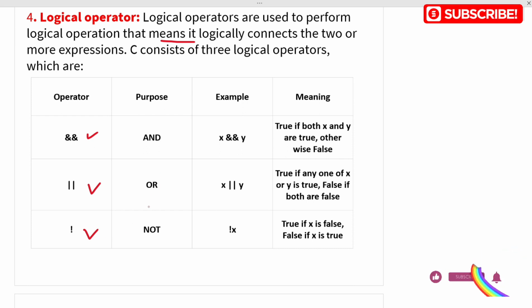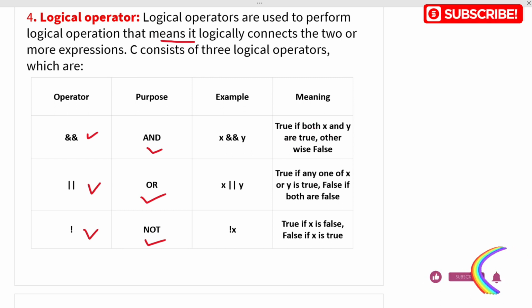Okay, the purpose of this one is to perform the logical AND operation, this one is used to perform the logical OR operation, and this is used to perform the logical NOT operation. It also gives the result in true or false form. The meaning is given here. What does it mean? How does a logical operator perform the task? The meaning is mentioned here.